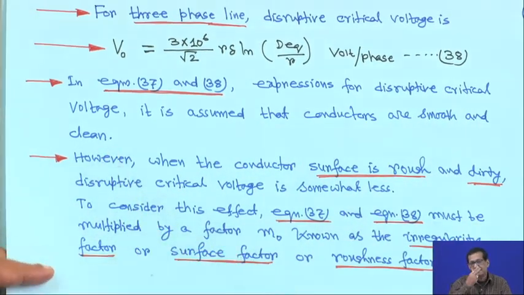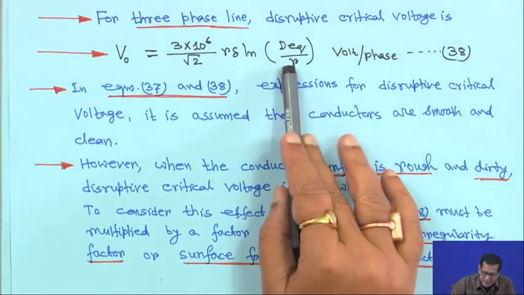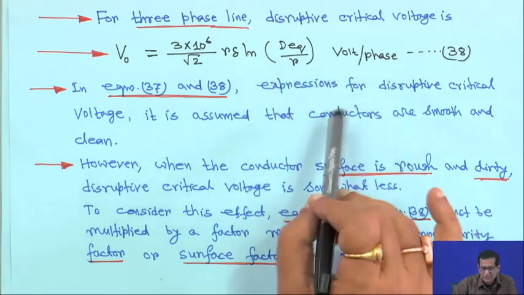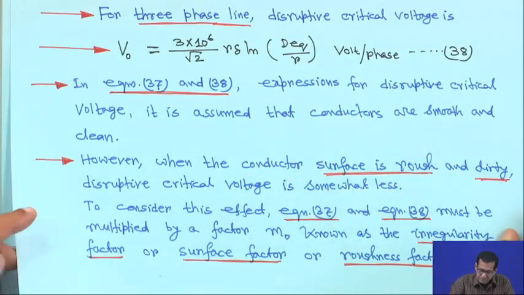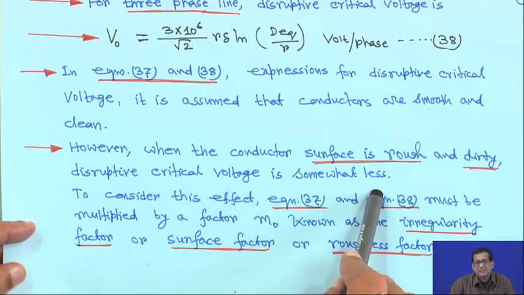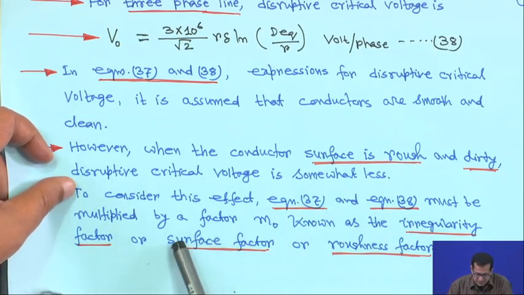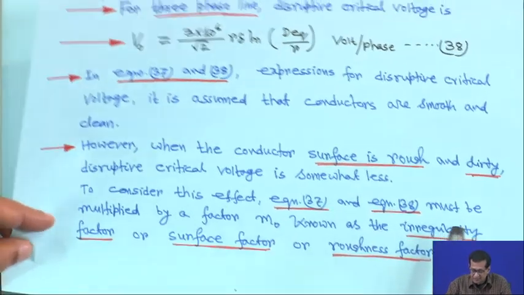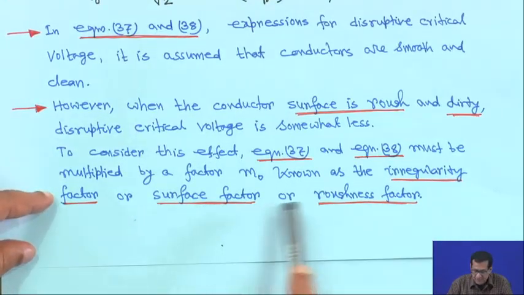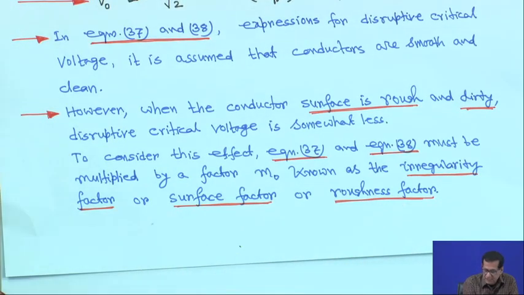Now, in equations 37 and 38, for the expression of disruptive critical voltage, it is assumed that the conductors are smooth and clean, that is the surface is smooth and clean, no dirt, nothing is there. Equation 38 is for 3 phase, and equation 37 is the same thing for a single phase line. But if the conductor surface is rough and dirty, the disruptive critical voltage is somewhat less. So, in that case, to consider the effect, equations 37 and 38 must be multiplied by a factor called m0, sometimes known as the irregularity factor, surface factor or roughness factor. This value will be less than 1, because the conductor is not smooth.